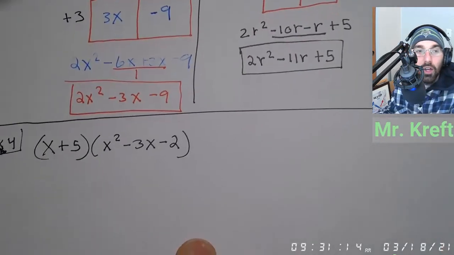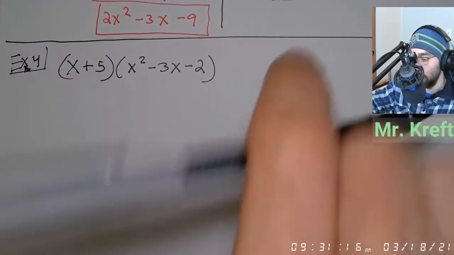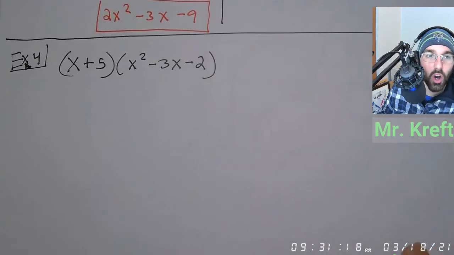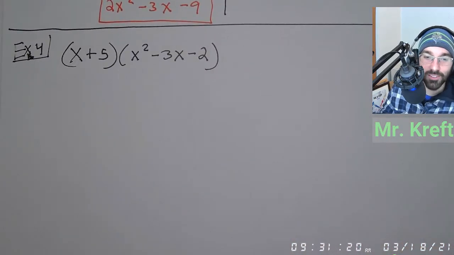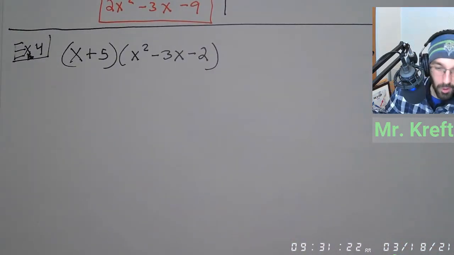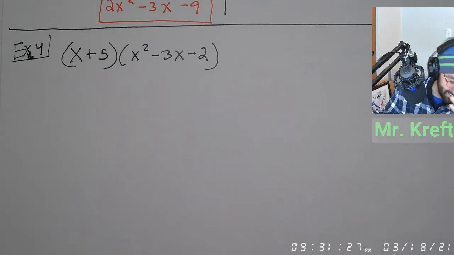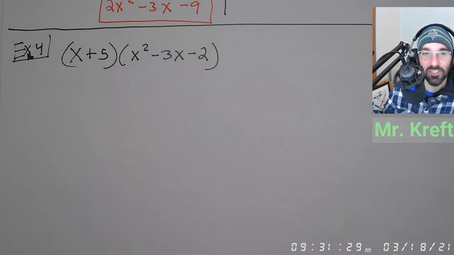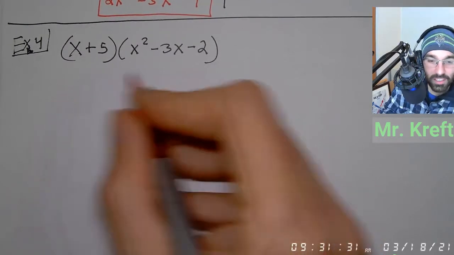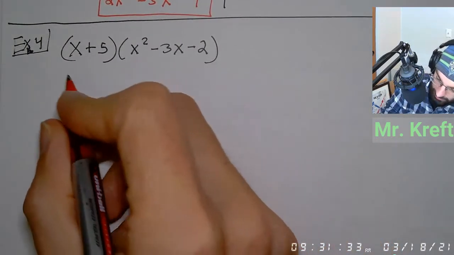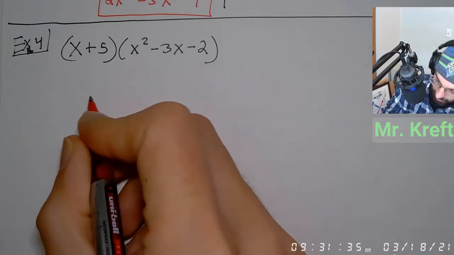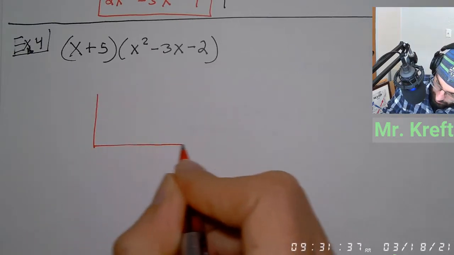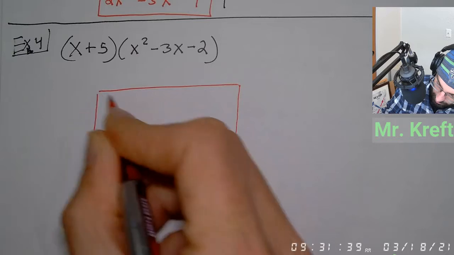So how are we going to do that? Well, the box method still works, okay? All we're going to have to do is, yeah, it's a trinomial. You guys got this, right? We're just going to add another box. It doesn't matter which way you do it, but what I'm going to do is add an extra box lengthwise.